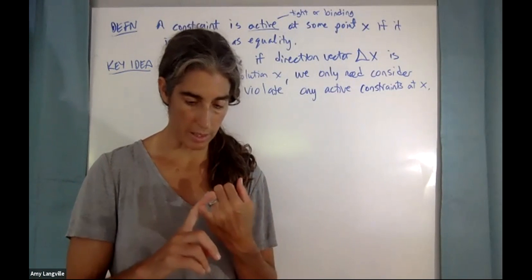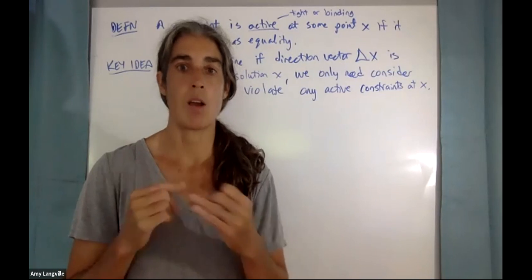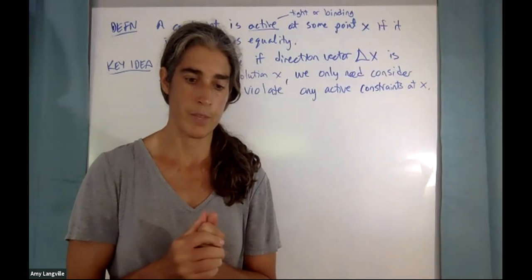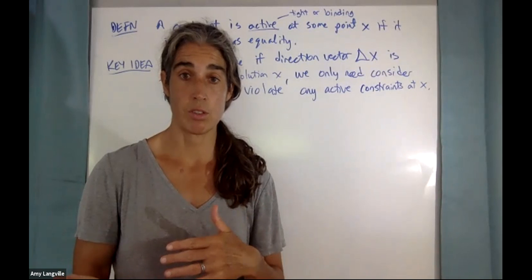Okay, but we want our delta x to satisfy two things, improving and feasible. So now we're going to attack the feasible part. How do we know if a direction vector is feasible? Well, first of all, does it have to do with the objective, or does it have to do with the constraints?